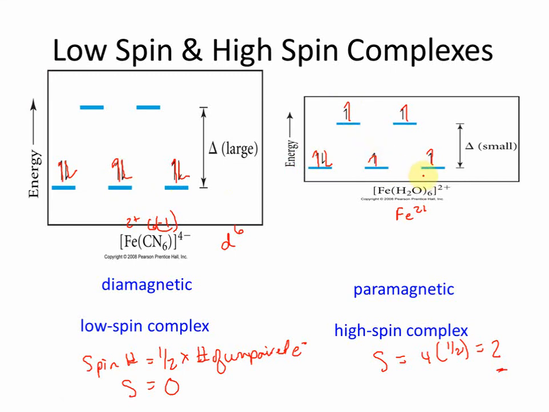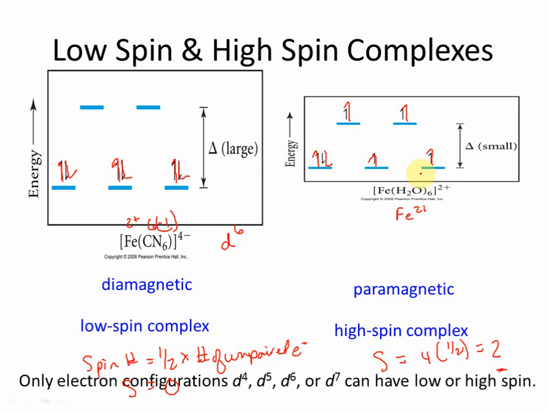But only electron configurations with a d4, 5, 6, or 7 can have low or high spin configurations. Because if you have 1, 2, or 3, you saw either way, it didn't look any different. And if I have 8, it won't look any different, and 9 or 10, it won't look any different. You can prove this to yourself by drawing out the electron configurations for the high spin and low spin cases for the 1, 2, and 3, and the 8 and 9.